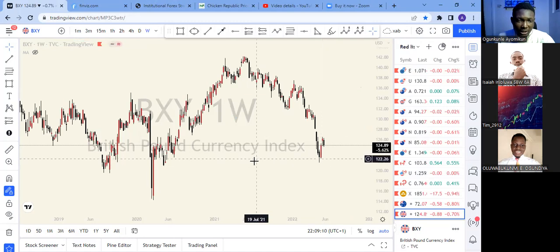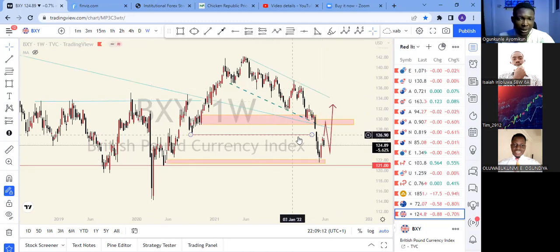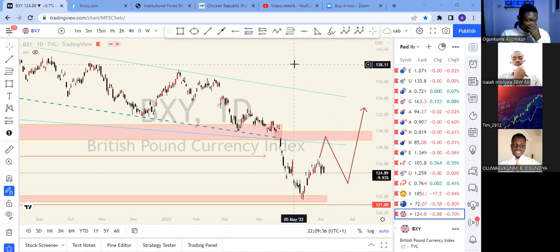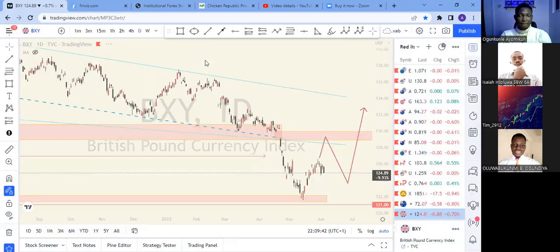For the pound index, I think we're expecting a bit of a push all the way up here. We know price might want to retest lower before going higher. But nonetheless, we're confident that the overall movement should be to strengthen the pound this week. So we're expecting strength for the pound. All right, so let's take a look at CXY.